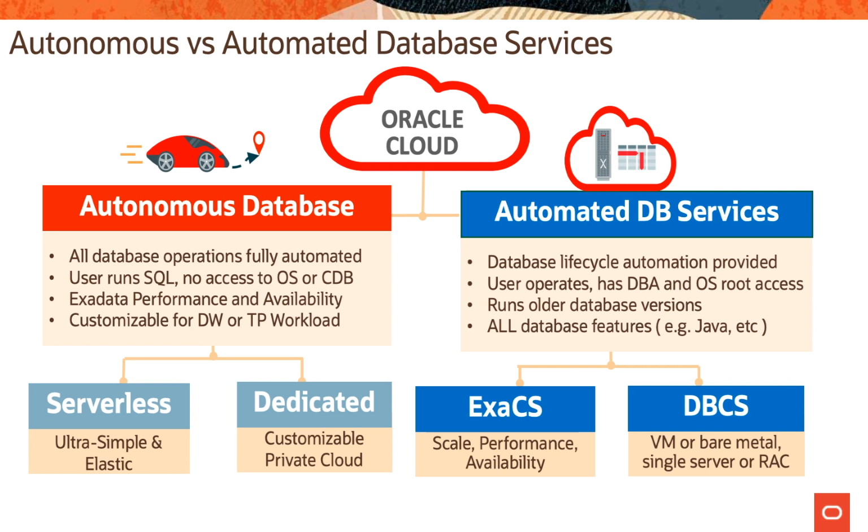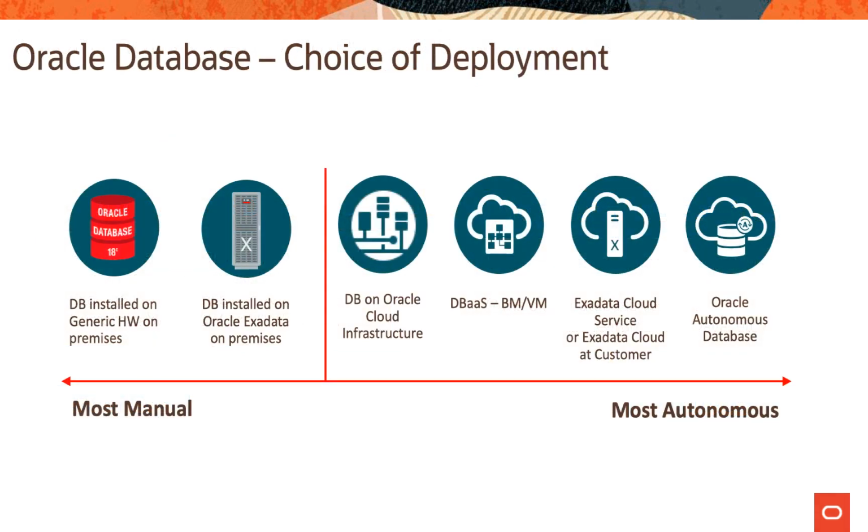The other offering is database cloud service, which is provided on virtual machines for smaller kinds of workload, or bare metal instances which provide you a single server, and database virtual machines provide you Real Application Clusters as well. So depending on the workload requirements, you have several offerings available to choose from between autonomous as well as automated databases.